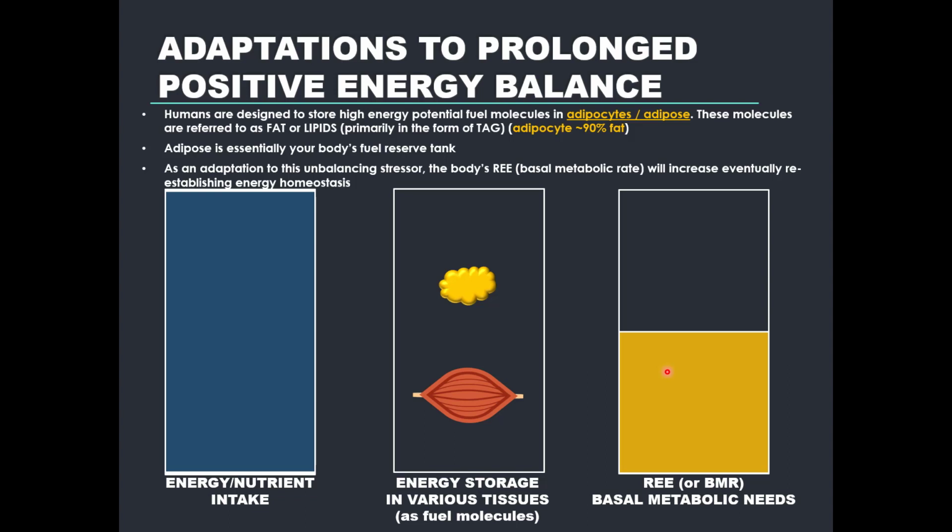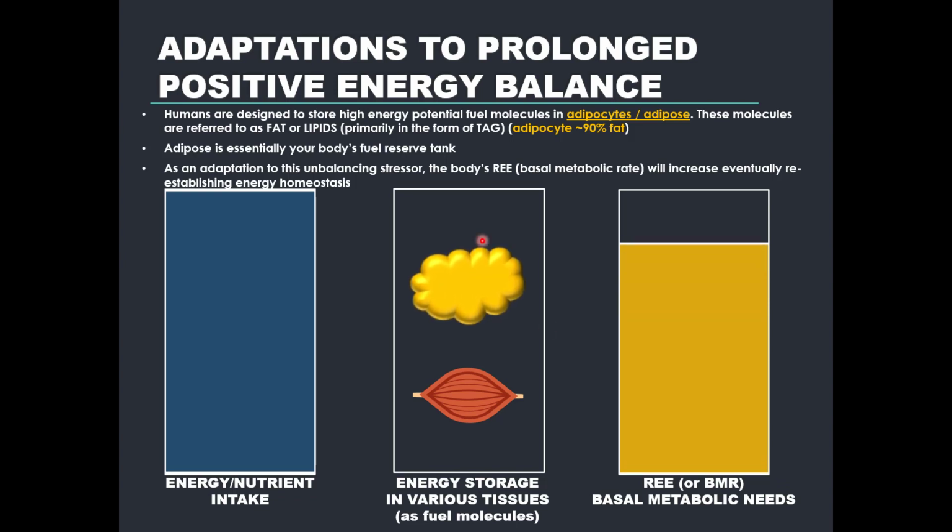So where does this surplus of energy get stored? Well, like I said earlier, your body likes to store energy in an energy-dense fuel molecule called fat, particularly a fat molecule called triacylglycerol or triglyceride. These fat molecules are largely stored in adipose cells, which are almost 90% fat. Remember, adipose is known as your body's fuel reserve tank. So because a surplus of energy and thus fuel is being stored in adipose, we see an increase in adipose size and mass as shown in the middle here.